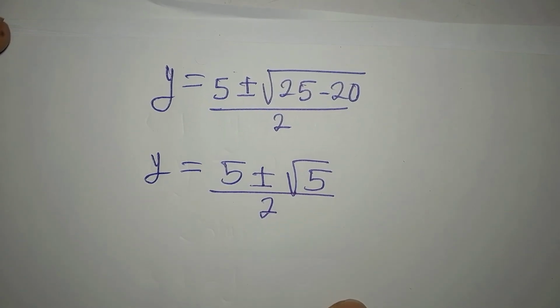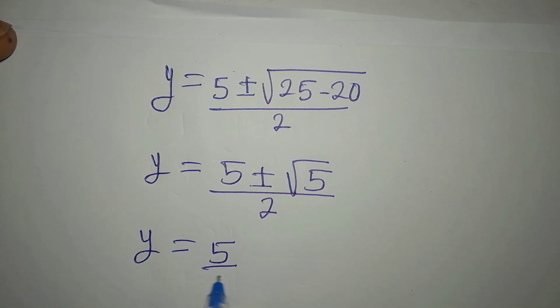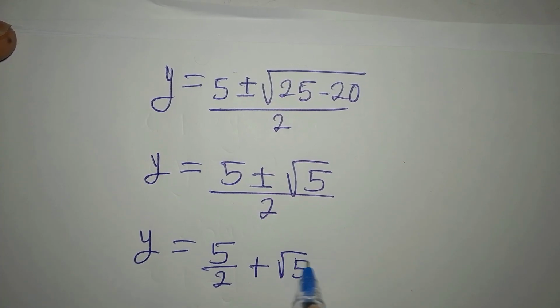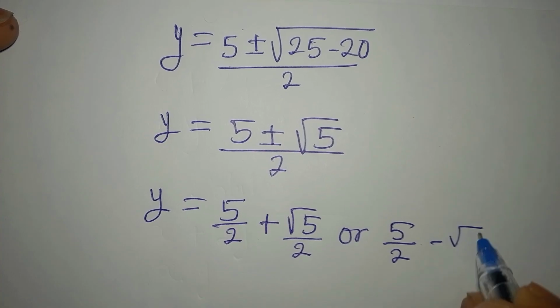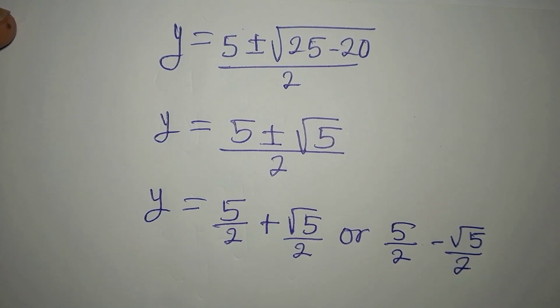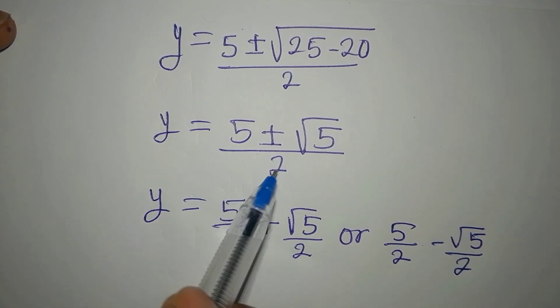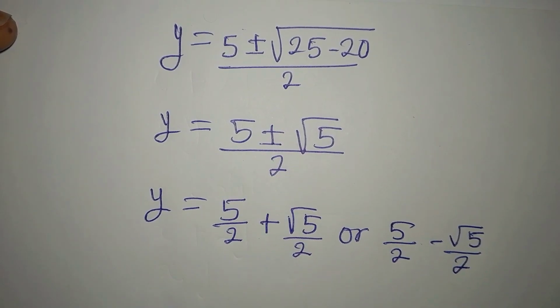So if we proceed from here, we're going to have our y to be 5 over 2 plus root 5 over 2, or we have 5 over 2 minus root 5 over 2. So these two are the values of y, because this 2 here is for both 5 and root 5. That's what I did over here. And the plus or minus means that we have one positive and the other negative.